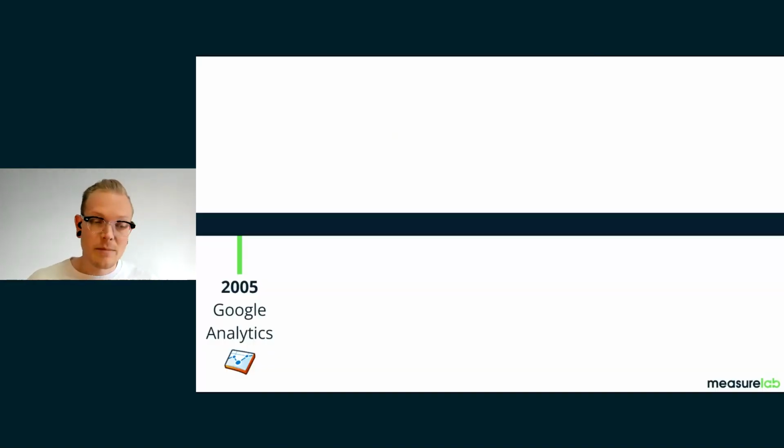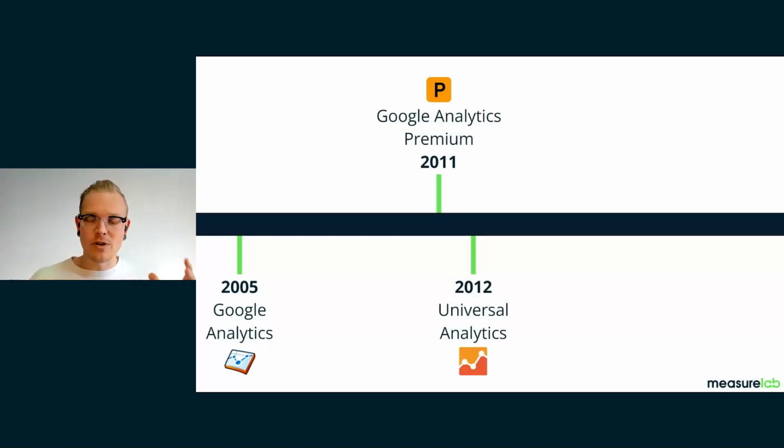If we go back to the beginning, Google actually bought a company called Urchin, rebranded it and released it as Google Analytics back in 2005. That was in place for a number of years, and then about 6 or 7 years later, Google came out with their paid version called Google Analytics Premium, and then they released what we probably know today as the normal Google Analytics, Universal Analytics.